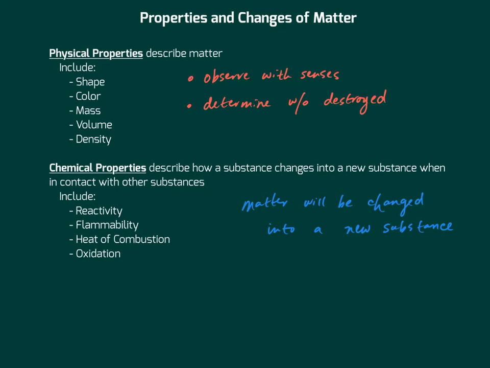The final example of chemical properties on here is oxidation, and right now oxidation is a little outside our realm. But an example of oxidation would be if you see a car that has a lot of rust on it. Well, rust is a result of oxidation. So there's some examples of chemical properties. Understand that chemical properties do describe the matter, but specifically they describe how that substance actually changes into a new substance when it's put into contact with other substances.